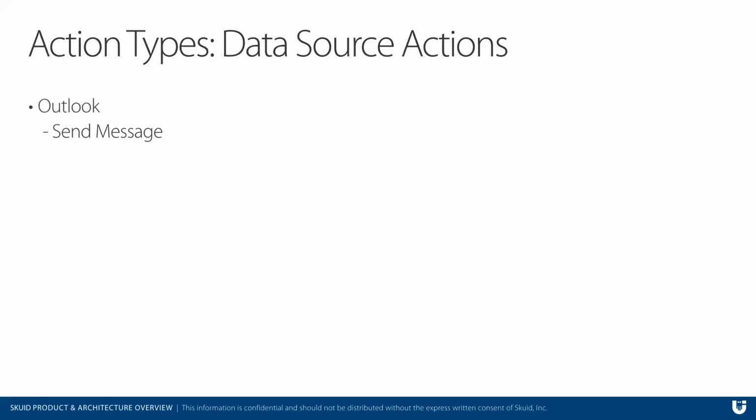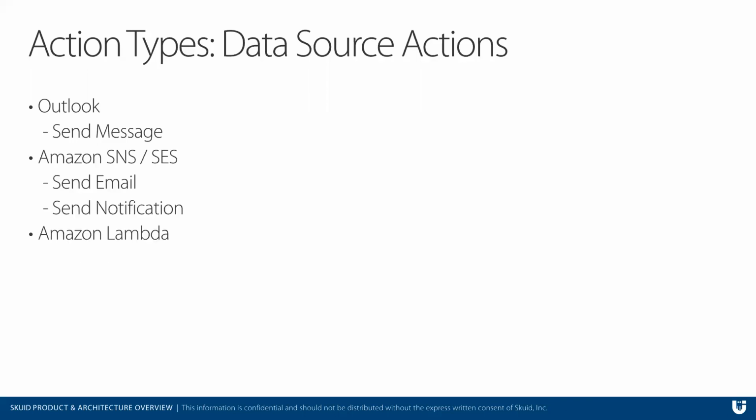Like with our Outlook data source, you could send an email message with Outlook. With Amazon email services and notification services, you can send emails and notifications. Amazon Lambda is a very popular framework for running arbitrary code on demand. You can kick that off from Skuid and run a Lambda function that way. With Google Drive, you can create files. We have similar things for Box, and just there, creating folders.